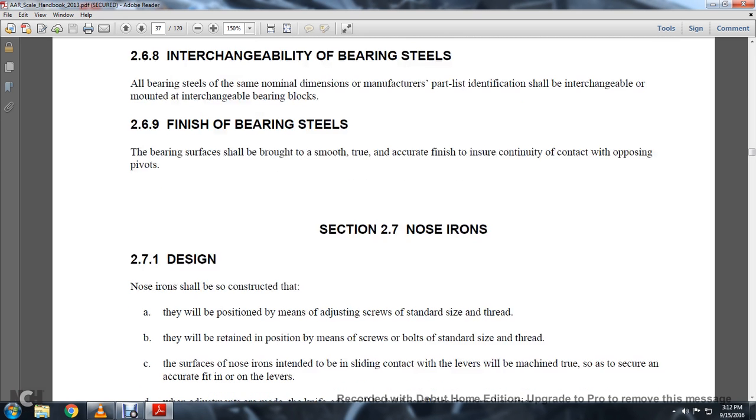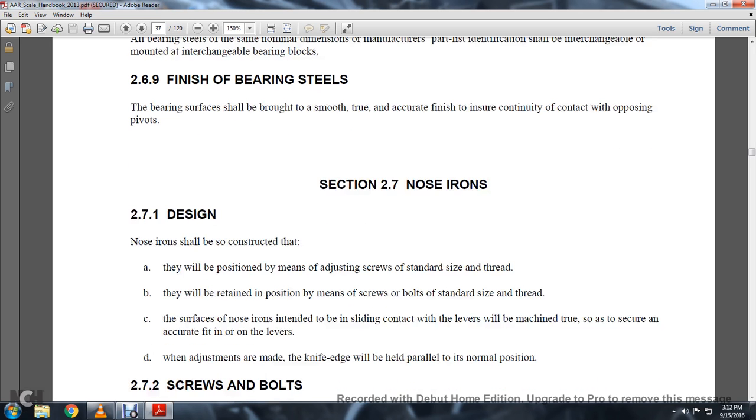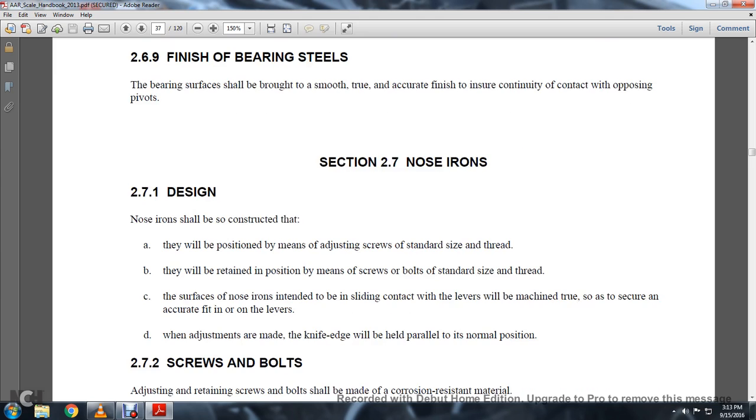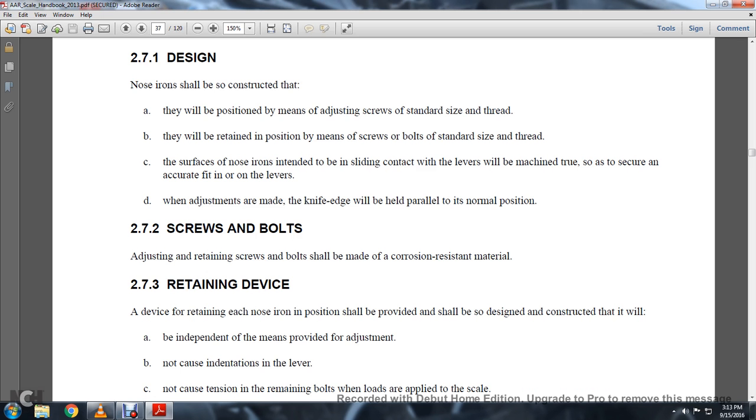2.7 Nose irons. 2.7.1 Nose iron design. Nose irons should be constructed so that they will be held in position by means of adjusting screws with the standard side of the thread. They will be retained in position by means of screws, both on the standard side of the thread. The sliding contact surface of the nose iron and lever will be machined true, and when adjusting, the knife edge will be held parallel to the normal position.